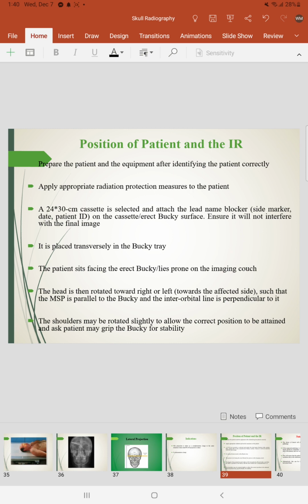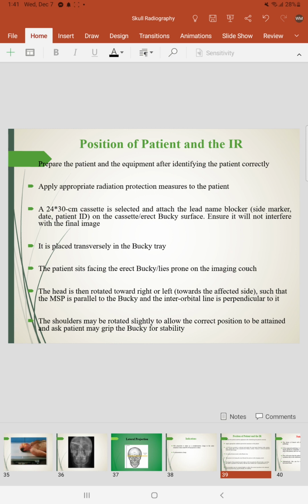Then, position of patient and image receptor. Prepare the patient and the equipment after identifying the patient correctly. Apply appropriate radiation protection measures to the patient. A 24-30 cm cassette is selected, and attach the lead name blocker, site marker, date and patient ID on the cassette or erect bucky. Ensure it will not interfere with the final image. It is placed transversely in the bucky tray.